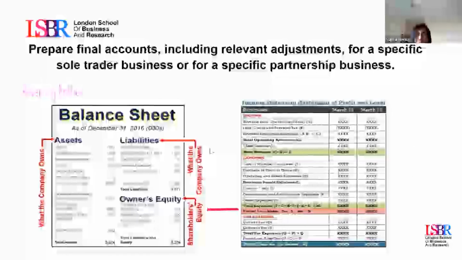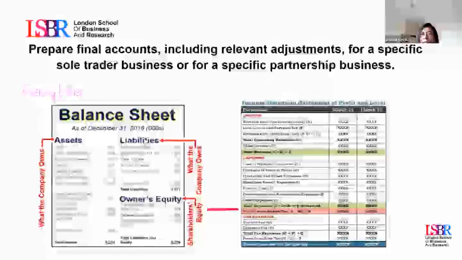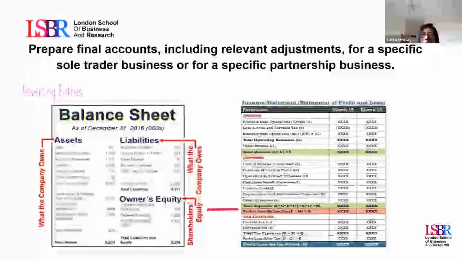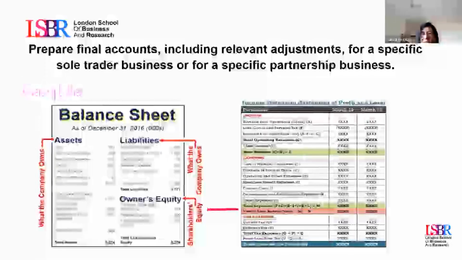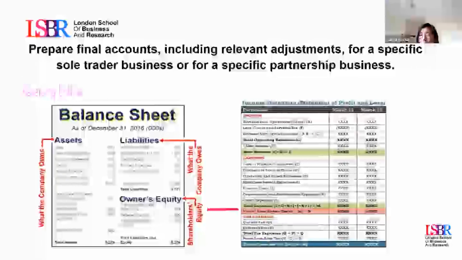For example, we have here the balance sheet and we have here the income statement. The balance sheet is a financial statement that is dynamic. Why? Because we can produce it anytime, any day, any month. So it will reflect the position of the company in a certain period of the year, a certain date of the year or a certain month. But what happens with the income statement?